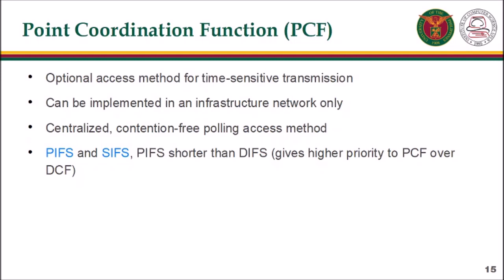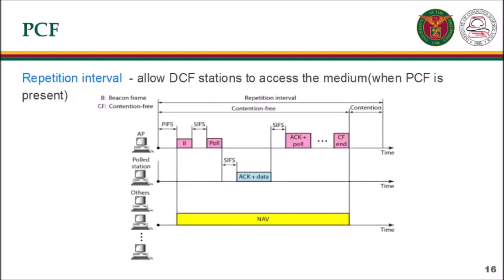To give priority to PCF over DCF, another interframe space, PIFS, has been defined. PIFS, or PCF IFS, is shorter than DIFS. This means that if at the same time a station wants to use only DCF and an AP wants to use PCF, the AP has priority. Due to the priority of PCF over DCF, stations that use only DCF may not gain access to the medium.